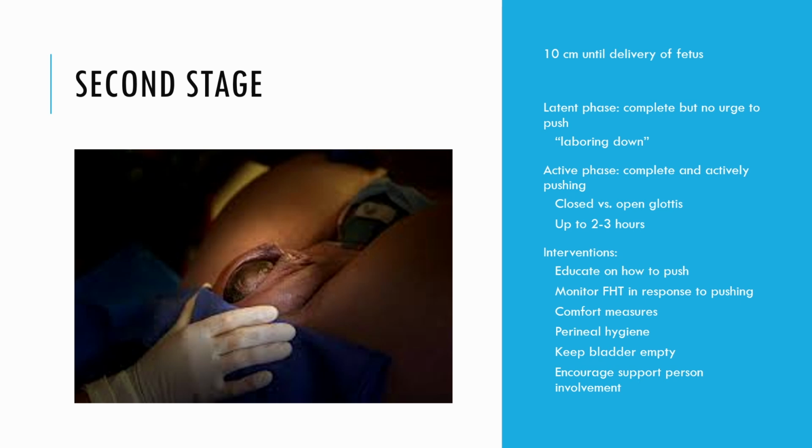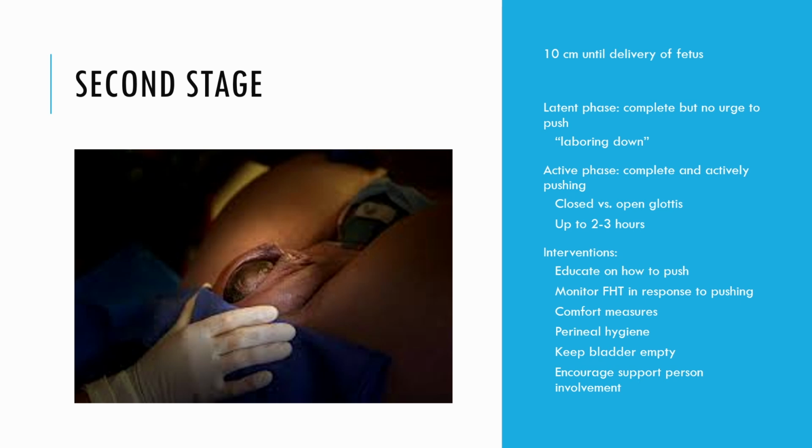The other thing with pushing, when we're talking about closed versus open, is that we want to do open glottis, okay? And the way that you want to tell mom to push is we're going to take a deep breath in and we're going to push for about 6 to 8 seconds, okay? Let the air out. Take another deep breath in, push 6 to 8 seconds. You're going to do that with each contraction, and you should get about 3 to 5 of those pushes with each contraction. Okay.